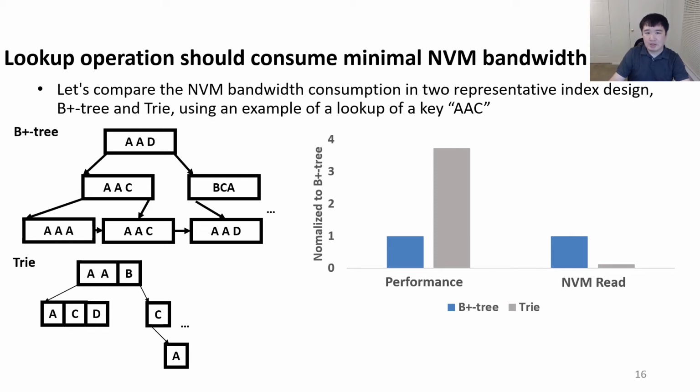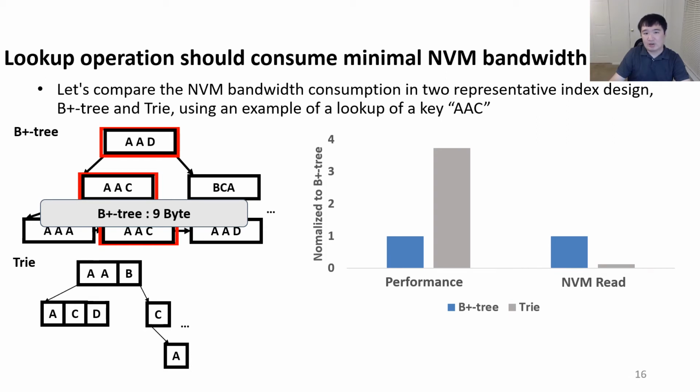In the B+-tree, the whole key itself is stored in the B+-tree node. Thus, in the lookup operation of the B+-tree to find the key, it needs to compare the keys stored in the node at each level. In this example, we first compare the given key to the root node key, and then it moves to the left child and compares the given key to the left node key. Lastly, it compares the given key with the leaf node key. As a result, the B+-tree consumes 9 bytes.